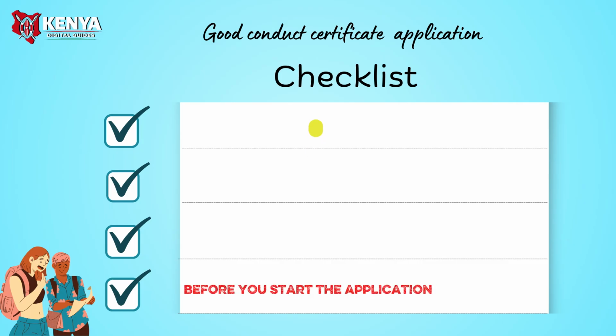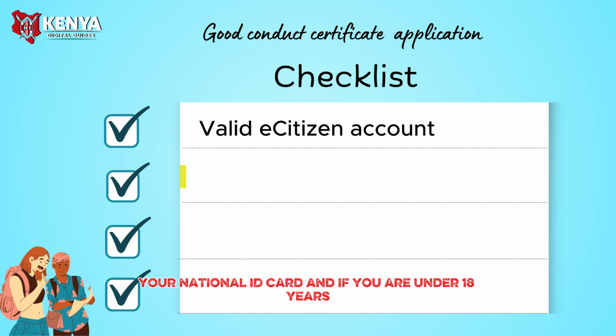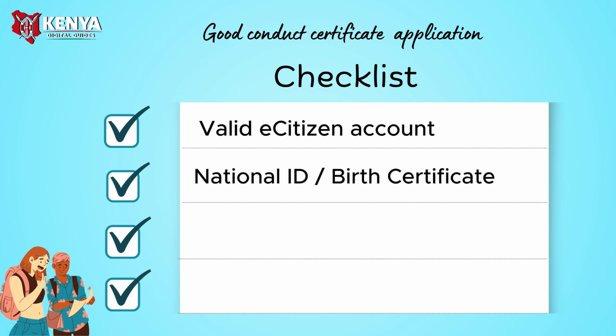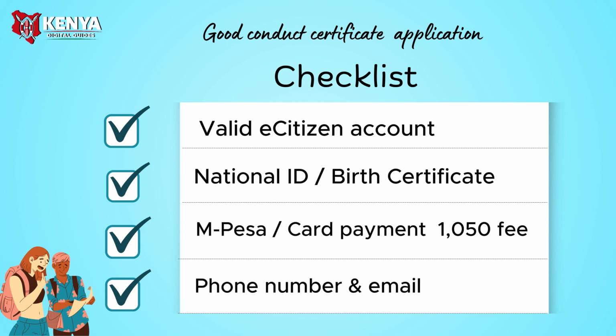Before you start the application, make sure you have a valid eCitizen account, your national ID card, and if you are under 18 years, you may need a birth certificate. The application fee is usually 1,050 bob, and have access to M-Pesa, card, or another available payment method. Make sure your details are correct before proceeding.